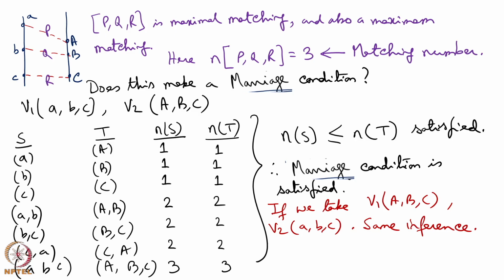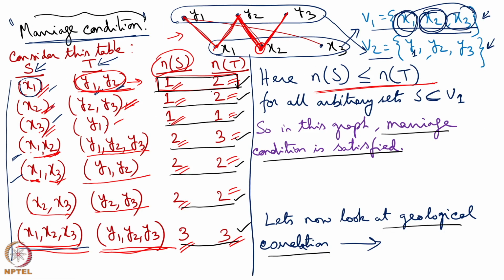Here, we have the vertices small a, small b, small c, and in the other succession we have the vertices capital A, B and C. PQR is a maximal matching and also a maximum matching, and here PQR equal to 3 is the matching number. Now, does this satisfy the marriage condition? What is the marriage condition? Already discussed, and this condition has to be satisfied.